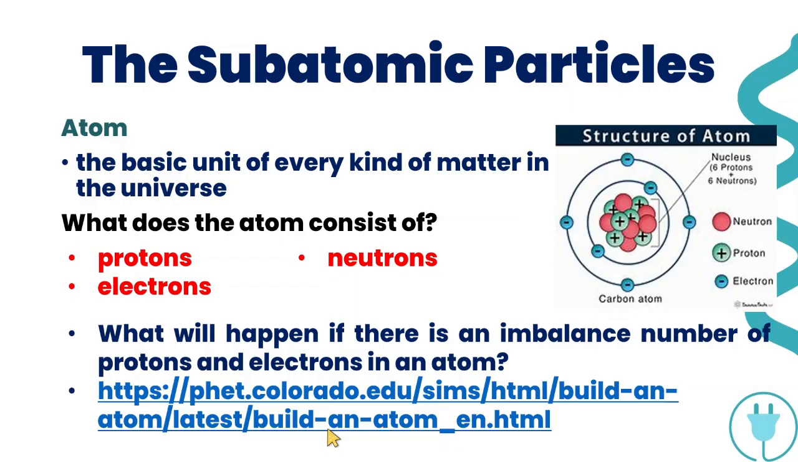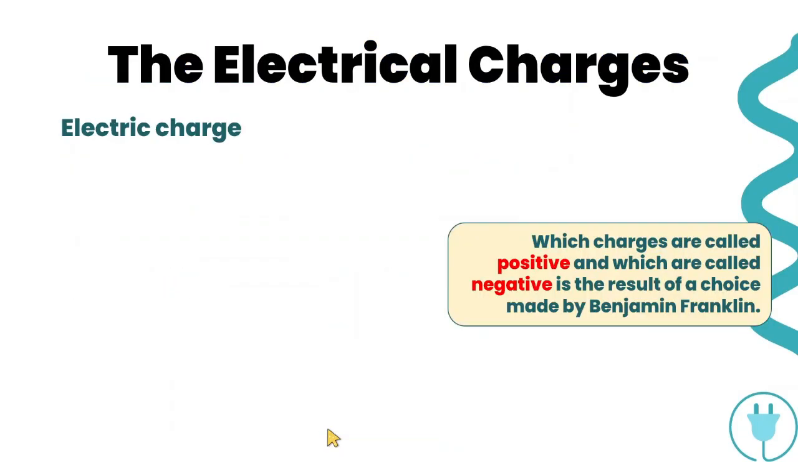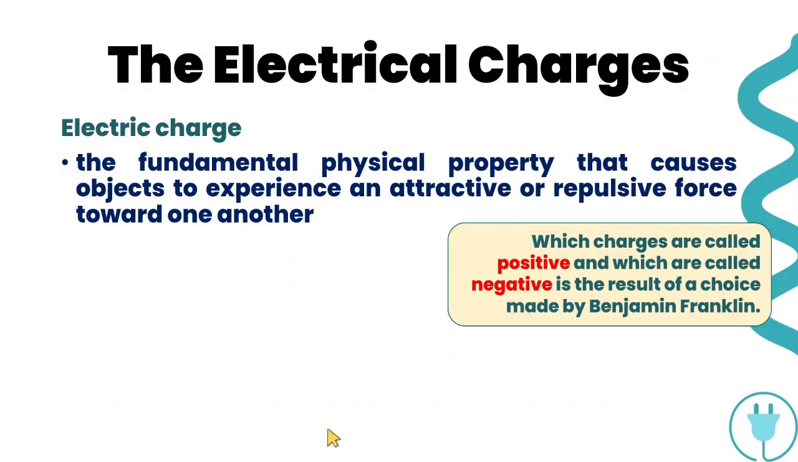This brings us to one of the most important concepts in electrostatics, electrical charge. Electrical charge is a fundamental physical property that causes objects to experience an attractive or repulsive force toward one another. And we know that there are two kinds of charges. We've said that in our introduction. These charges were named by Benjamin Franklin.